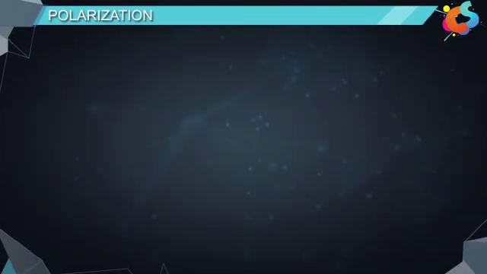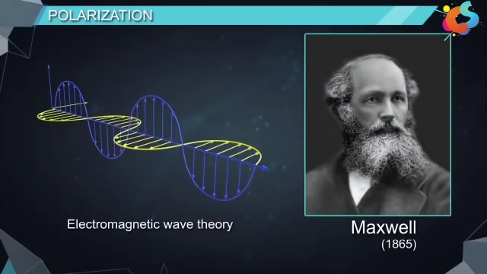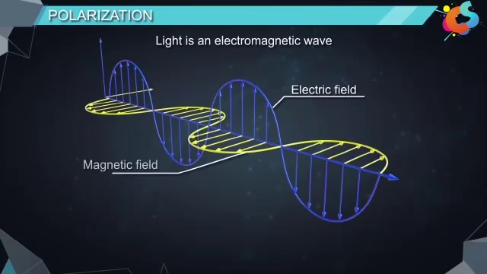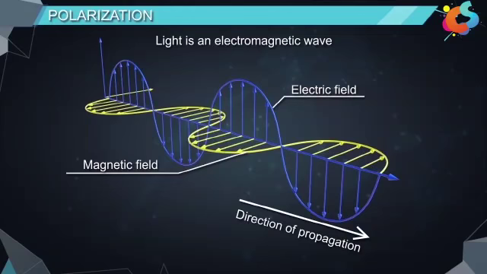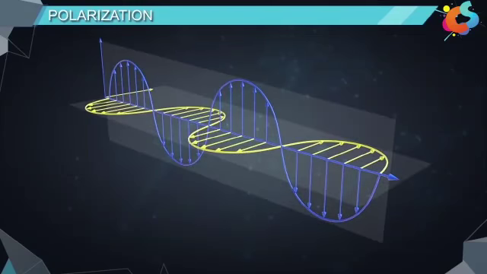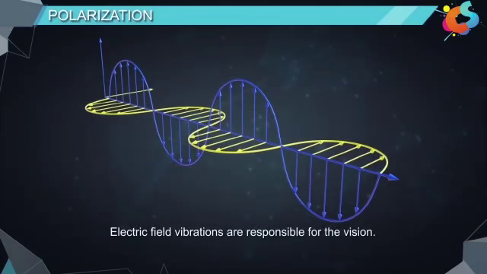Polarization. In the year 1865, Maxwell proposed electromagnetic wave theory. According to this theory, light is an electromagnetic wave. It consists of vibrations of electric field and magnetic field in a direction perpendicular to the direction of propagation. Also, the vibrations of electric field and magnetic fields are confined to two different planes that are mutually perpendicular to each other. It was proved that electric field vibrations are responsible for the vision.